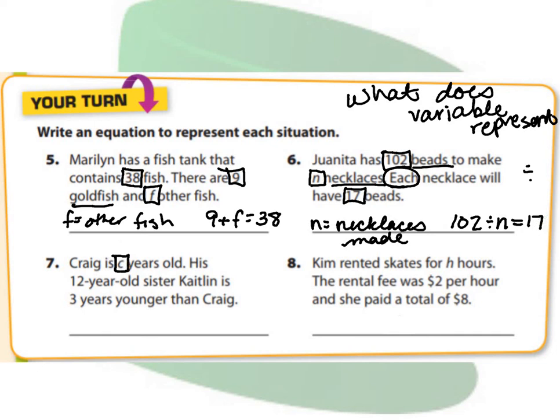Craig is C years old. His 12-year-old sister Caitlin is 3 years younger than Craig. Okay, in this case, 12 is important. So we know that since she is younger, we're going to take her age away from Craig's. So we have C being Craig's age. And if we take Craig's age and subtract 3, that should give us his 12-year-old sister. Younger implies that we're going to subtract.